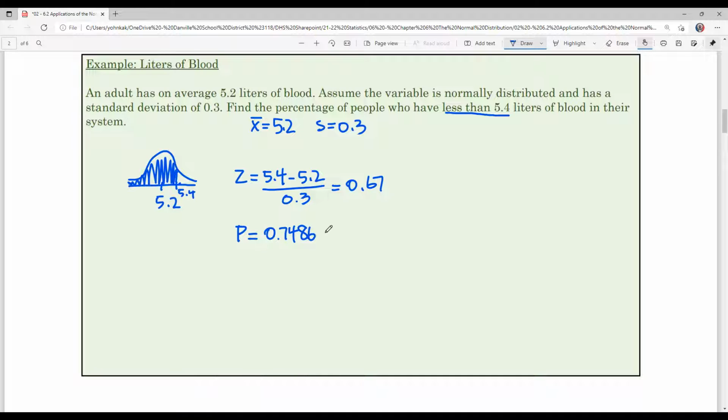When I look it up on my z-score table, I get 0.7486. Notice that the question asked you for the percentage, so this is going to be 74.86%. This means that if I randomly chose an adult, there's a 74.86% chance that they have less than 5.4 liters of blood in their system.